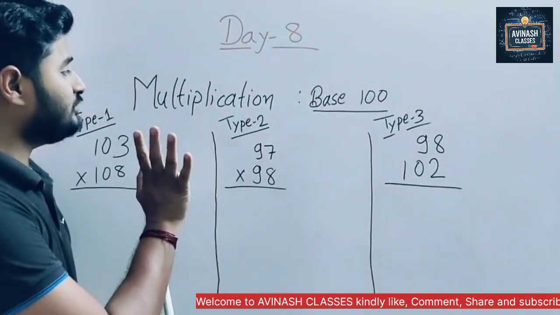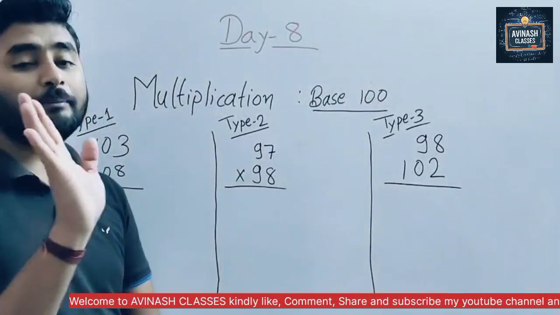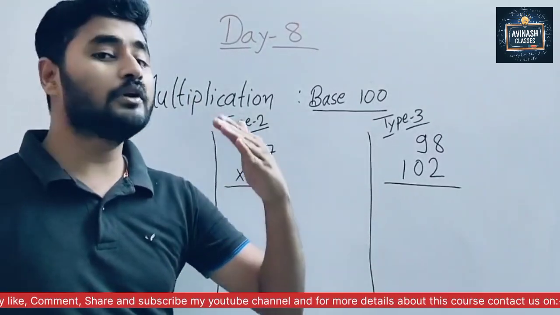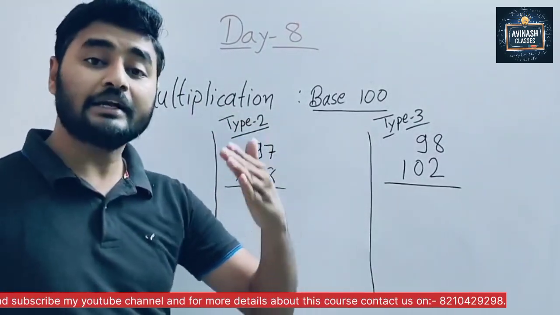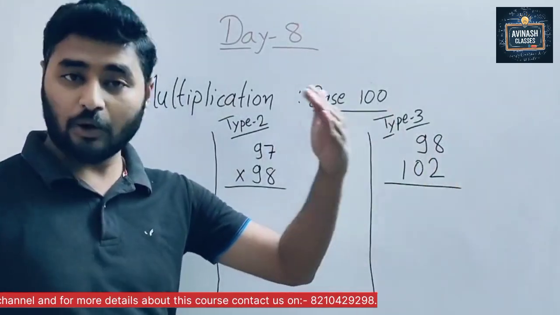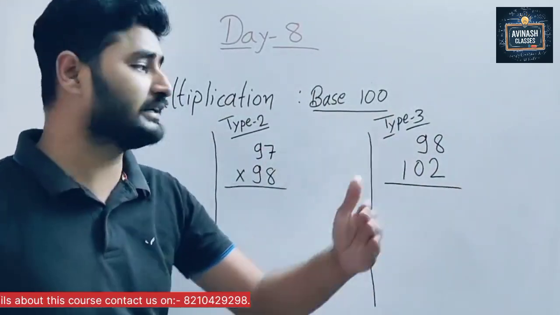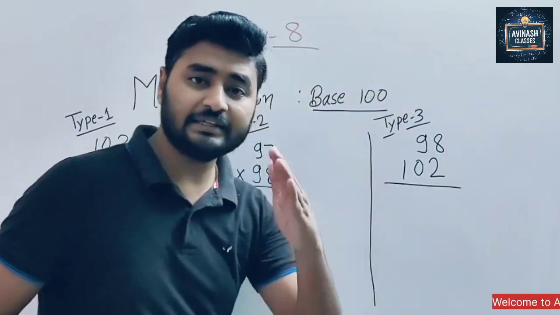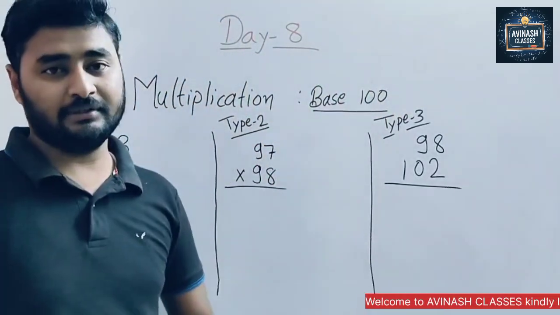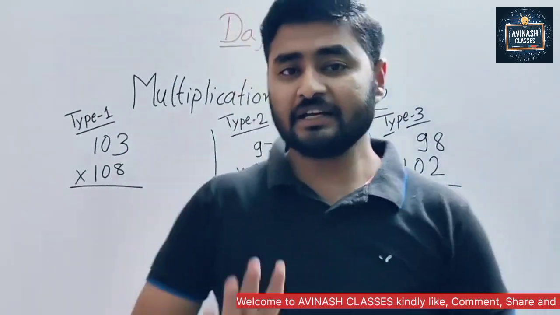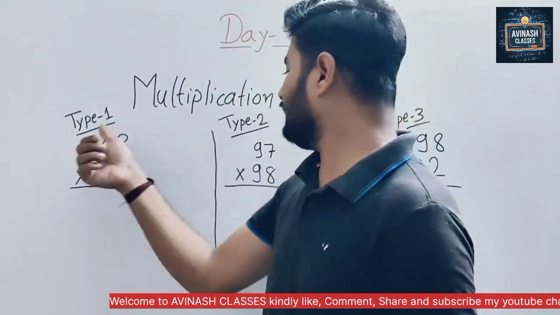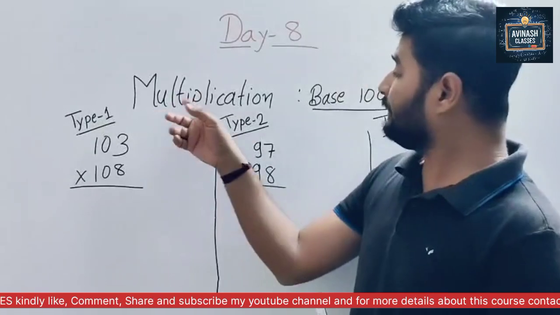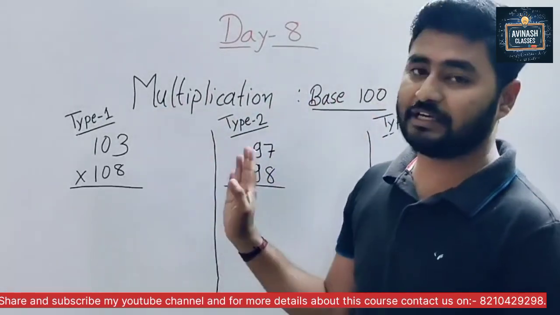Now in this day we are learning multiplication. Addition and subtraction we already completed. Now it's time to learn multiplication, and we are learning different topics: multiplication basics and different tricks. Today we are going to do multiplication base 100. I think in the last class also we learned the same thing. But today we are going to see three types of question: type 1, type 2, type 3. On the basis of this base 100, we get the three types of question.